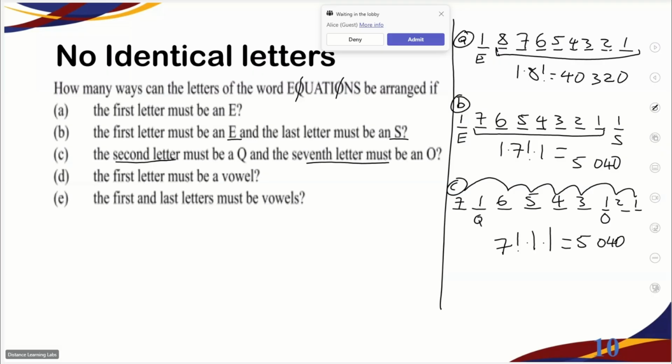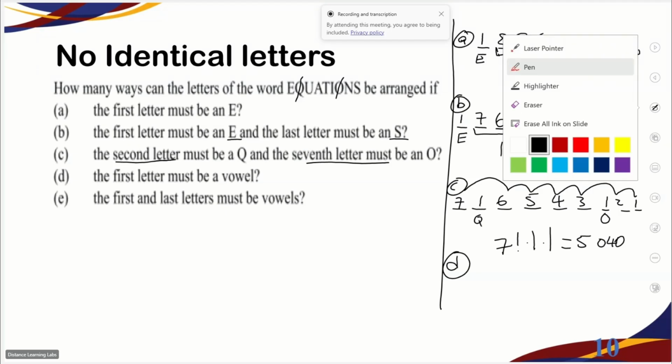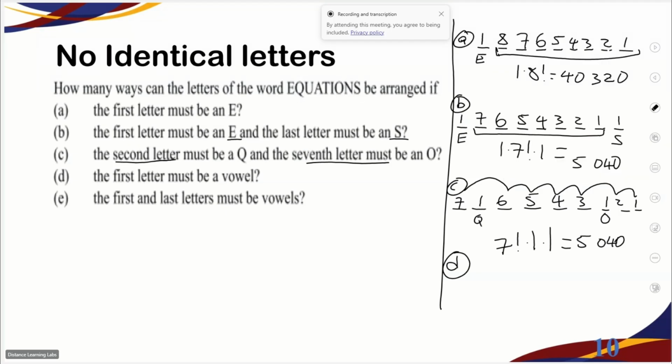Letter D. Letter D says the first letter must be a vowel. On the word equations, how many vowels do we have? We have E, U, A, I, O. We have all vowels on the word equations.